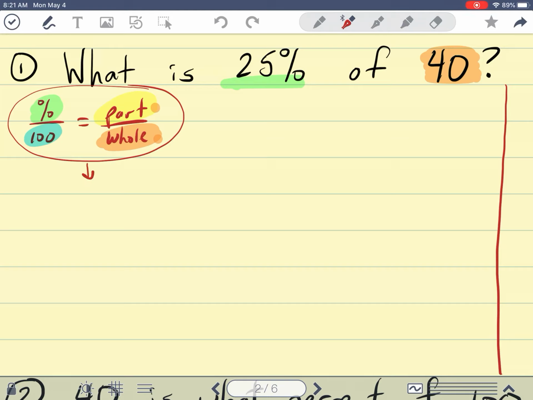And so we have percent, which will be 25 over 100. Remember, the 100 is always going to stay there. Part, we don't know what the part is. That's the unknown. So X is our unknown. And then the whole value will be 40. So we have X over 40. Now you have this set up as a proportion. And I know each and every one of you knows how to solve this. There are 2 ways to solve this.